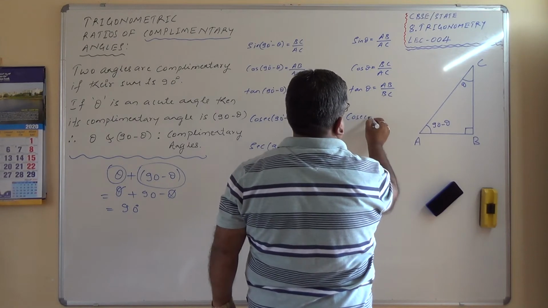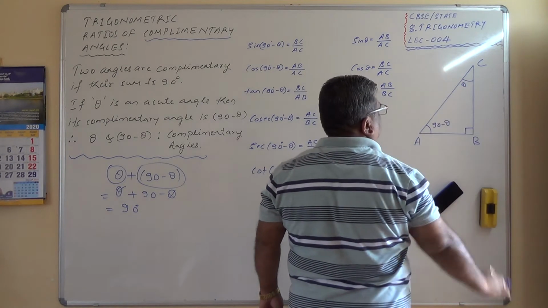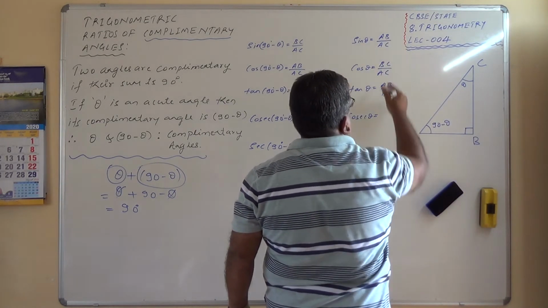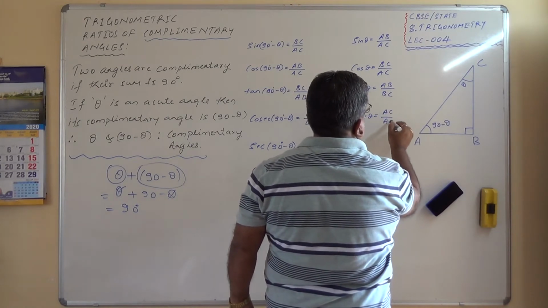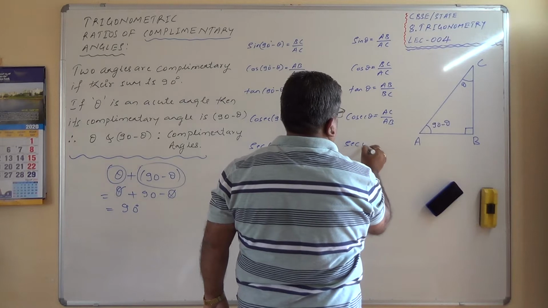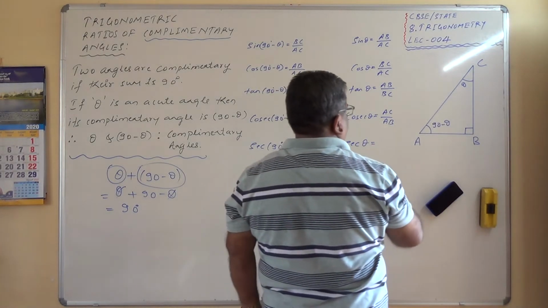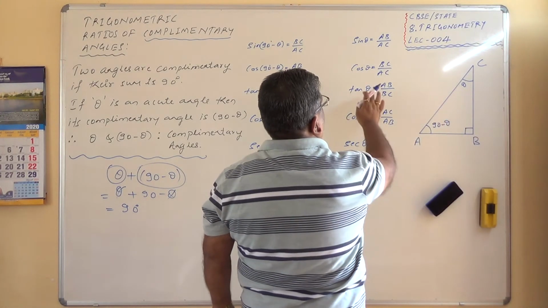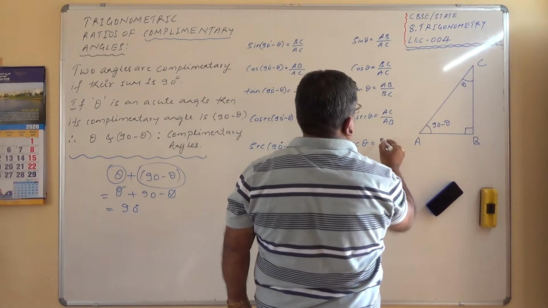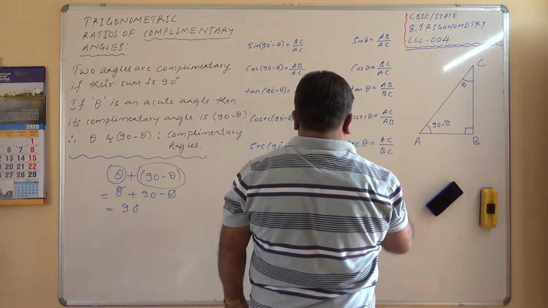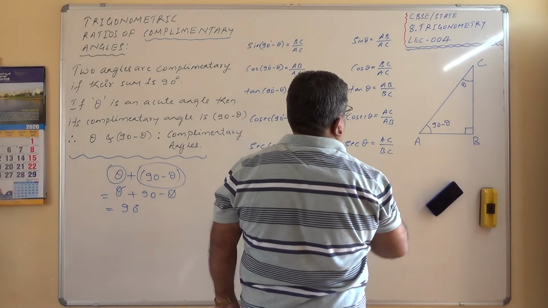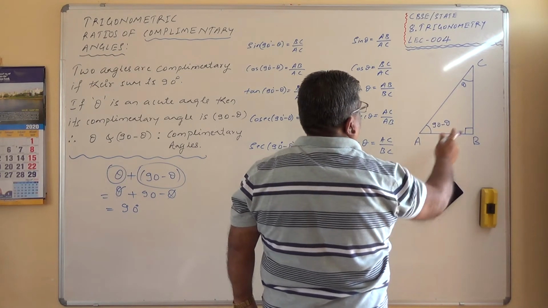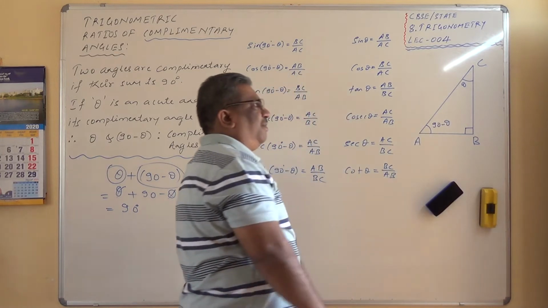Cosec of theta equals hypotenuse by opposite, AC by AB, that is reciprocal of sine. Secant of theta equals hypotenuse by adjacent, AC by BC, reciprocal of cos. And finally cot theta equals BC by AB, reciprocal of tan, that is adjacent by opposite.